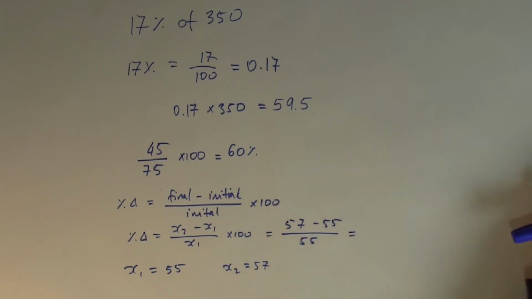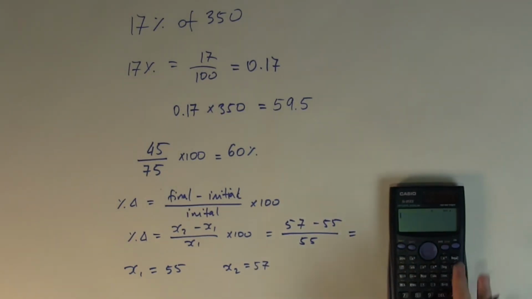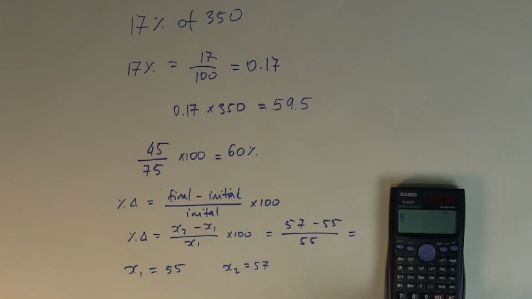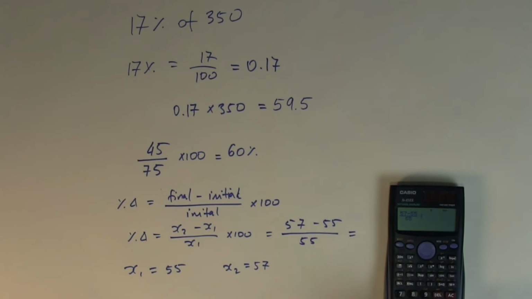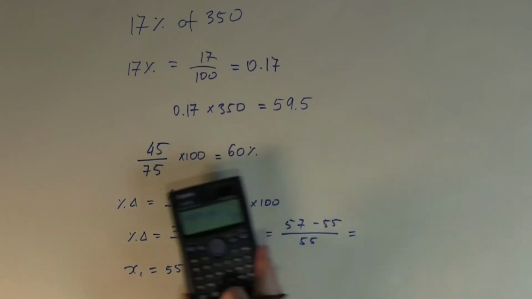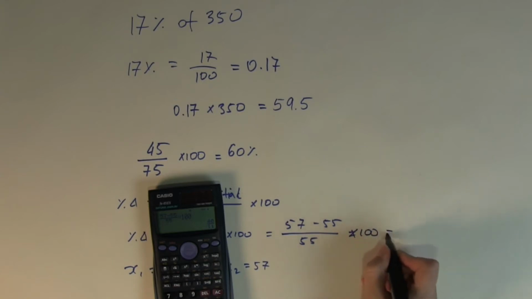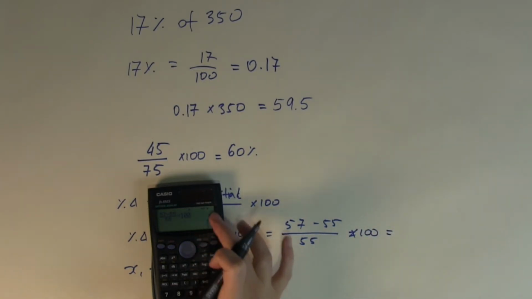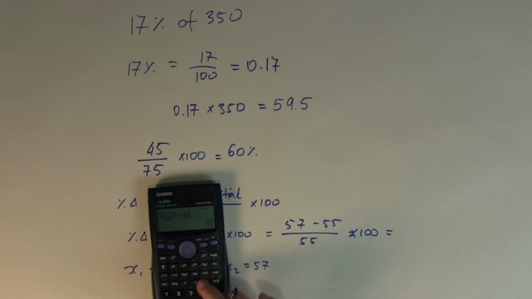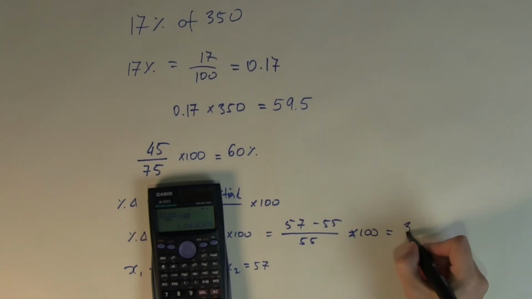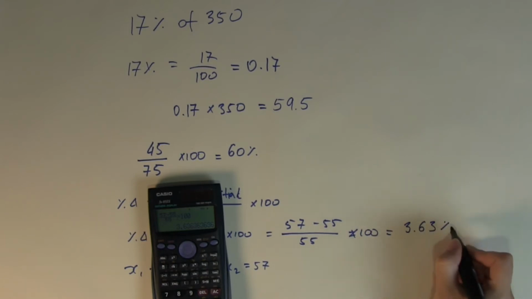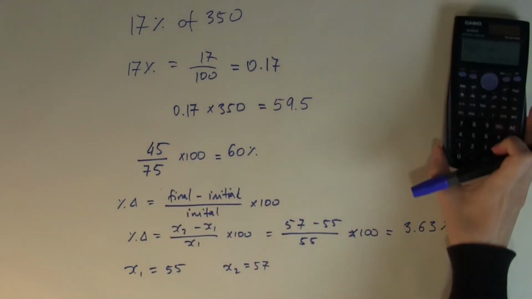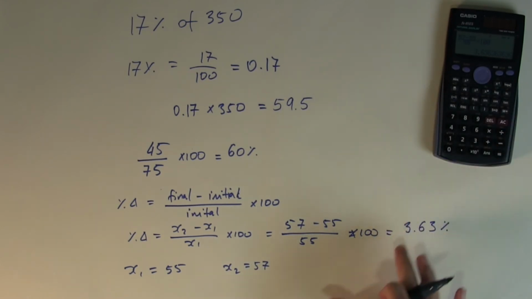So that gives me, again, using the scientific calculator, fraction 57 minus 55, come down, divide by 55, and then times 100. So times 100 equals, again, I've only got the fractional answer, so to find the decimal, I need to press the SD button, and that gives me 3.63%. So that's a very small percent, but because it's a positive, I know that this is a positive price increase.